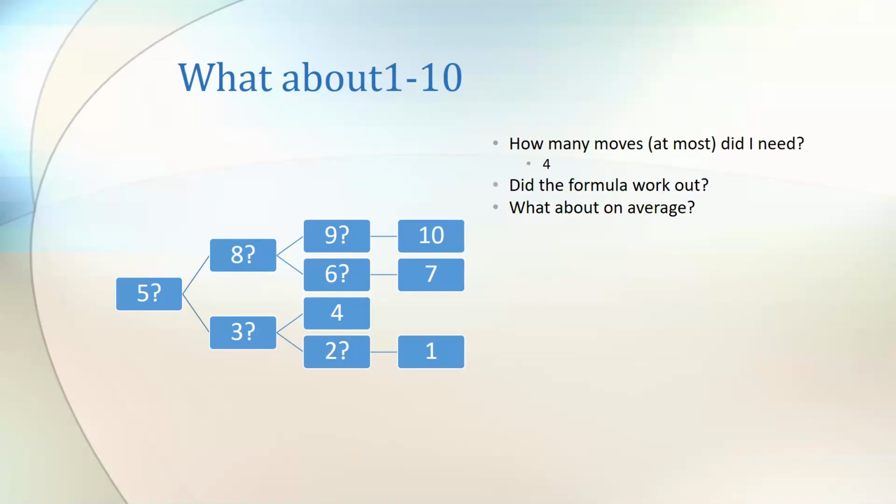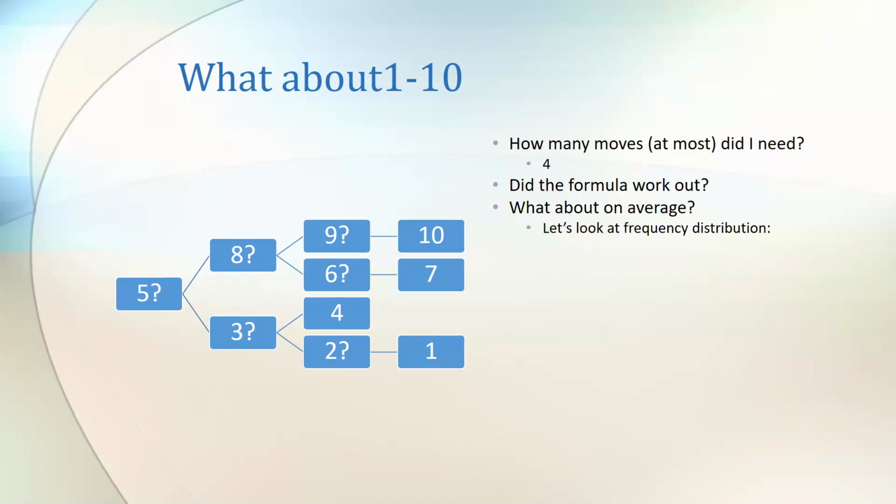So did the formula work out? If you apply the same formula we learned before, L is equal to log base 2 of n plus 1. So 10 plus 1 is 11, log base 2 of 11. We know that's somewhere between 3 and 4. So the formula works just fine. Right? All right. So now we do a little bit of a harder thing. What about on average? I look at it and notice the last level is now not as filled.